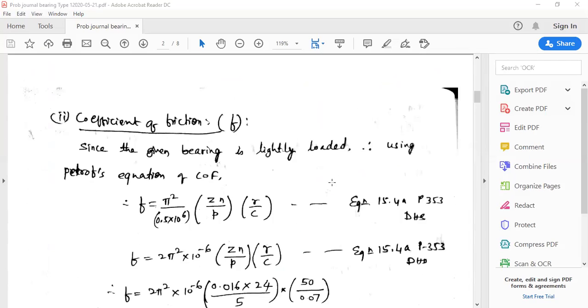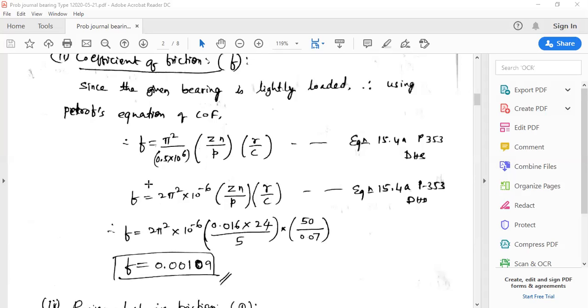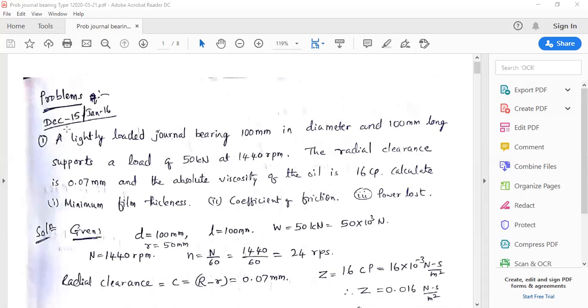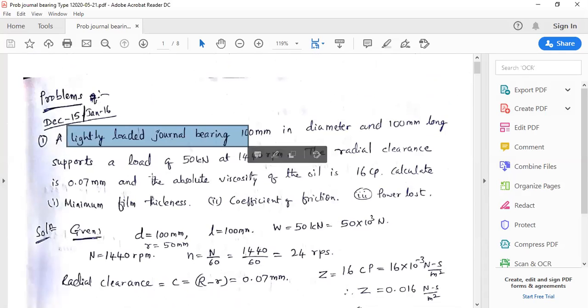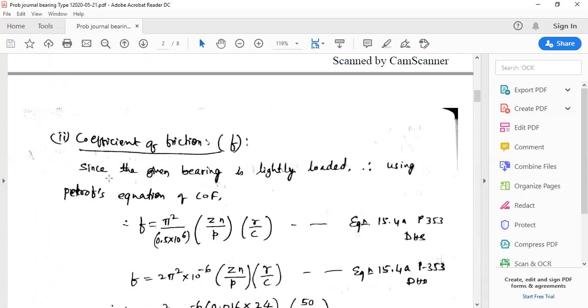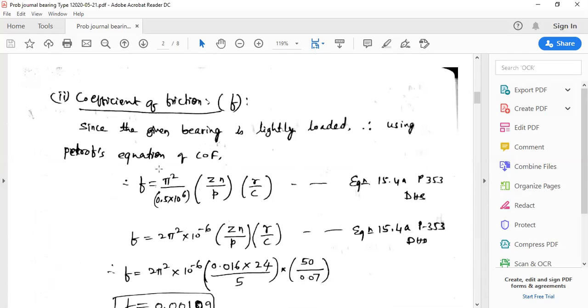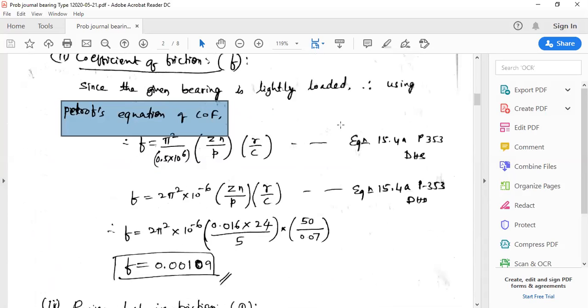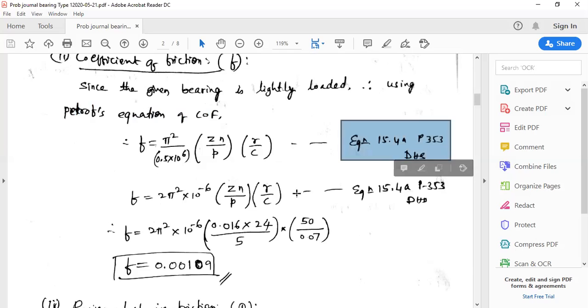The next value that we have to calculate is the coefficient of friction. The bearing given here is a lightly loaded bearing. Initially itself the type of bearing is given, either heavily loaded or lightly loaded. A lightly loaded bearing holds good for Petrov's theory, which assumes that the bearing is loaded with a very light load. Therefore, for this lightly loaded case, we have to use Petrov's equation to determine the coefficient of friction, which is available in equation number 15.4a, page number 353 of the data handbook.